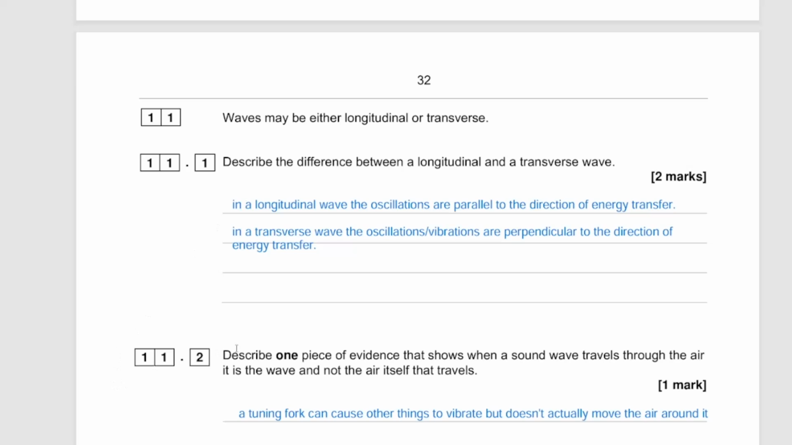And 11.2, describe one piece of evidence that shows when a sound wave travels through the air, it is the wave and not the air itself that travels.